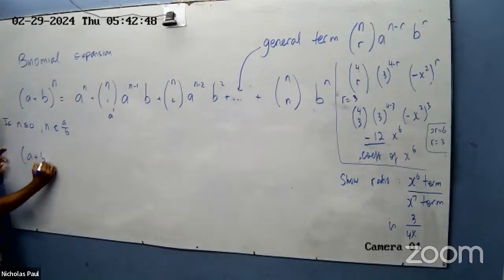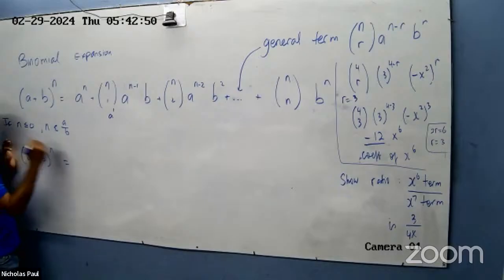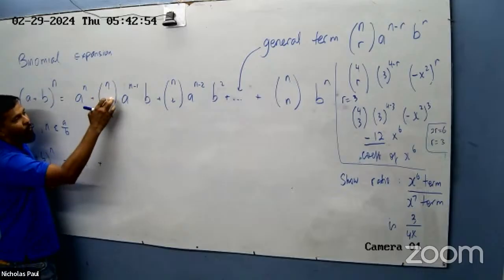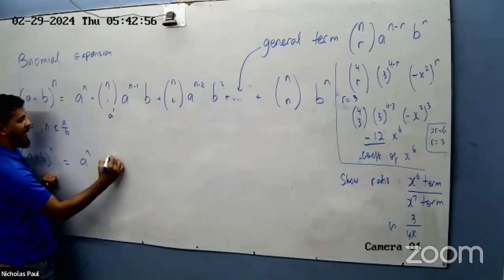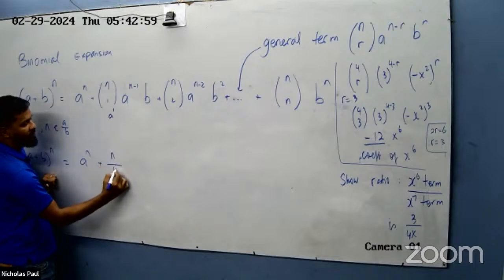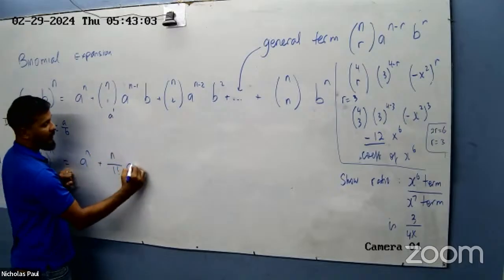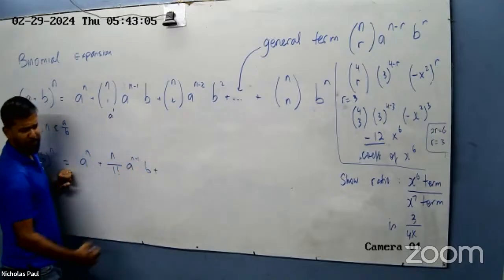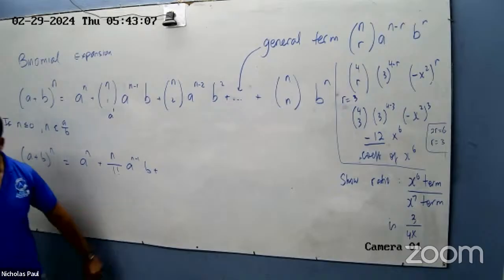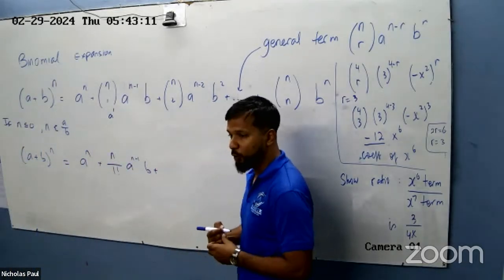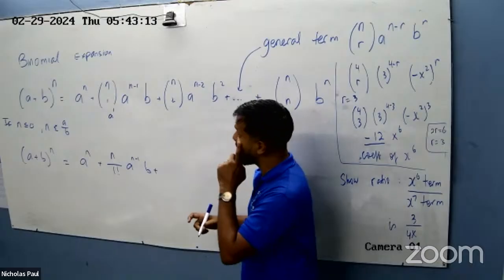Same thing, right? So it will be a to the n, that will be easy. But nC1 will be n over 1 factorial, right? By the same thing, a to the n minus 1, b. By the way, I think this is on the formula sheet, right? But you might see it and might know what to do with it, right? So I'll show you how to use it.